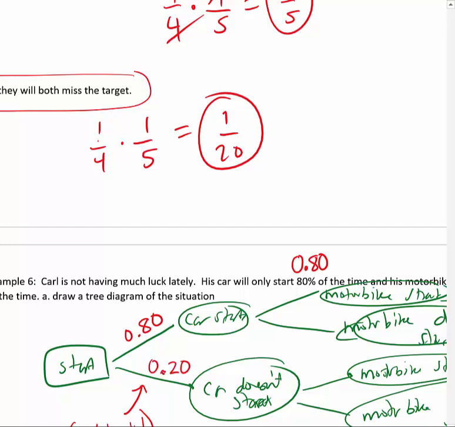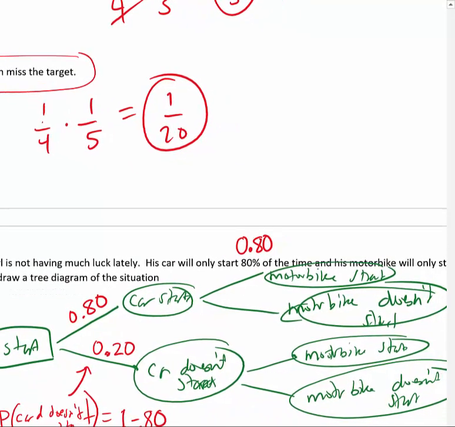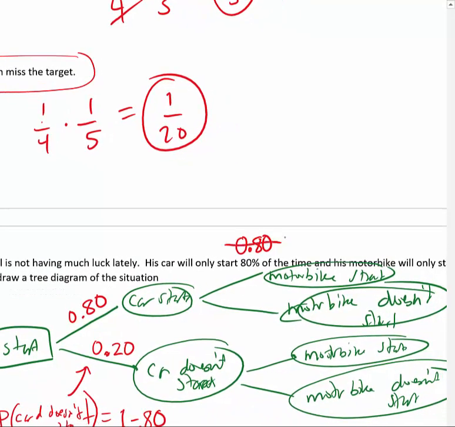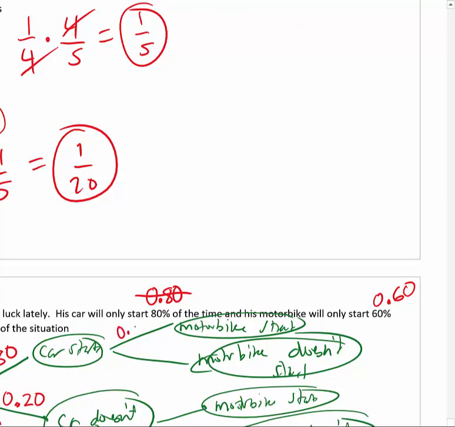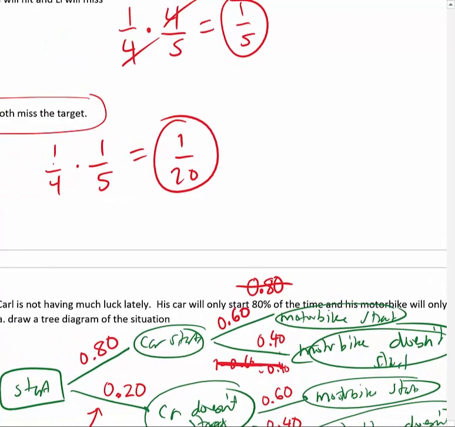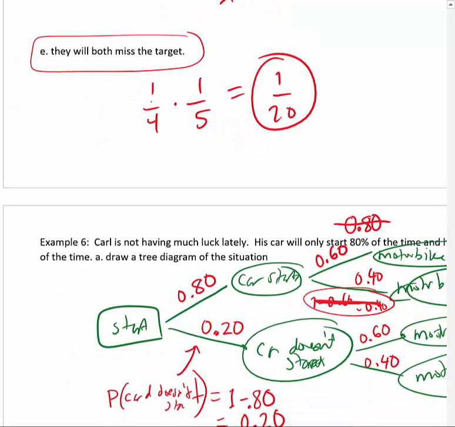There we go. And like we said, you can check by adding those together. The probabilities vertically should always add up to 1. Okay, and then same thing with the motorbike. Once we get there, he has 0.6 probability of the motorbike starting. 1 minus that is 0.4. So that would be the probability of it not starting. There we go. And then these are the exact same. This is his motorbike starting. This is it not starting. Okay, so we got it. Alright, nice. So how about part B?